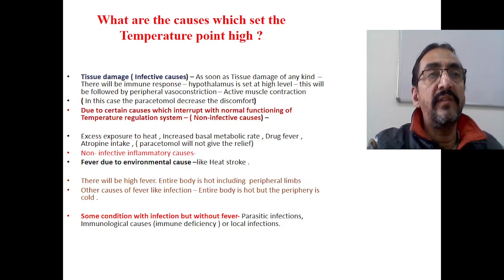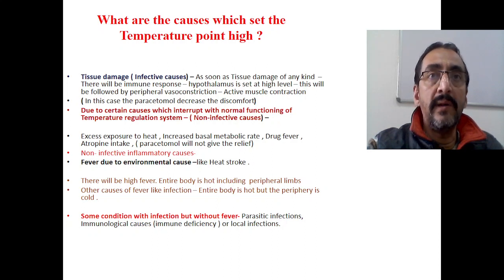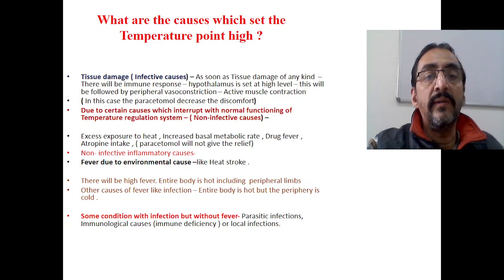For example, excess exposure to heat. Similarly, increased basal metabolic rate, as happens in the case of thyrotoxicosis. Drug fever. Many times the drugs we take, when they undergo metabolism, their metabolites are formed. These metabolites will increase the body temperature by stimulating the temperature regulatory system. Some of the drugs like atropine, etc. So these are some of the non-infective causes leading to fever.